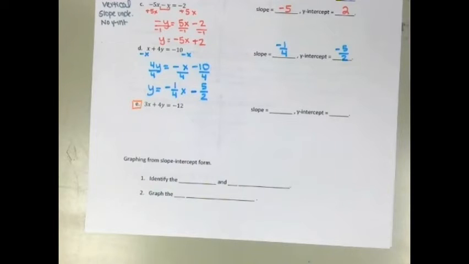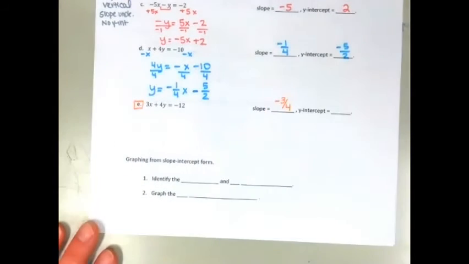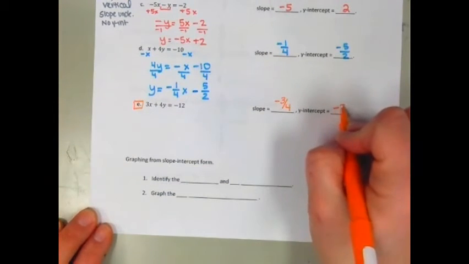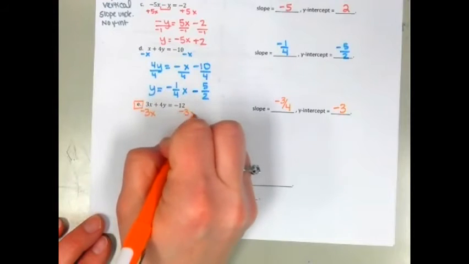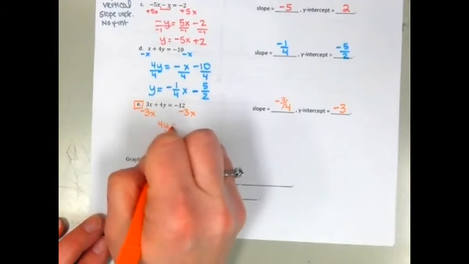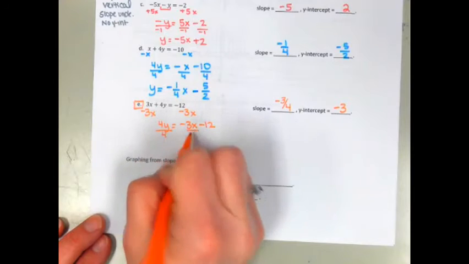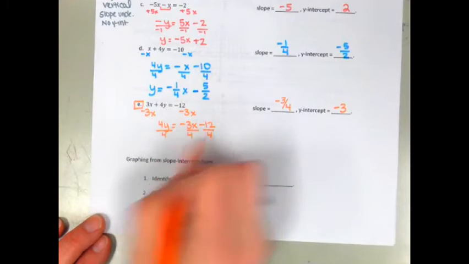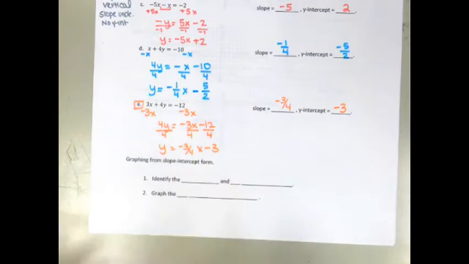So what did you guys get for slope? -3/4. And what'd you guys get for your y-intercept? -3, yeah, because we subtracted the 3x over, right? So we have 4y equals -3x minus 12, and then divide by 4. So we get y equals -3/4 x minus 3. Good. Right. Now, graphing.